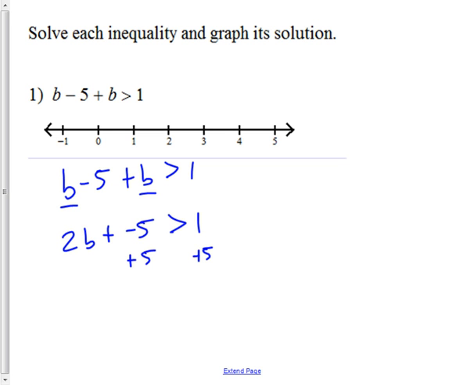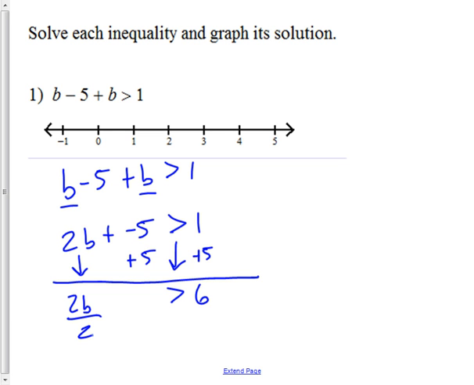Remember, when you're adding or subtracting, your sign doesn't change. So you just bring your 2b down. And we're going to have greater than. You bring your symbol down. It didn't change because we're just adding and subtracting. And this will be 6.